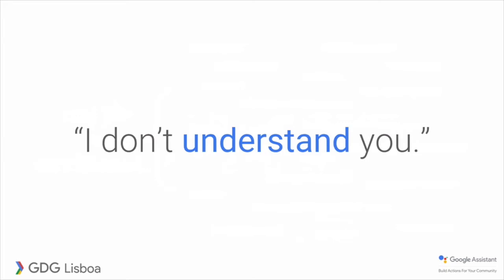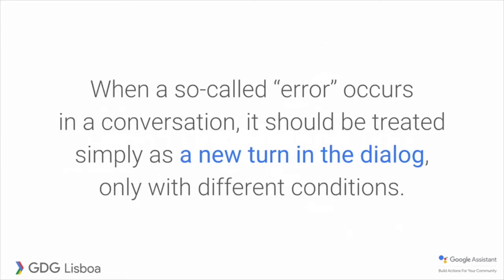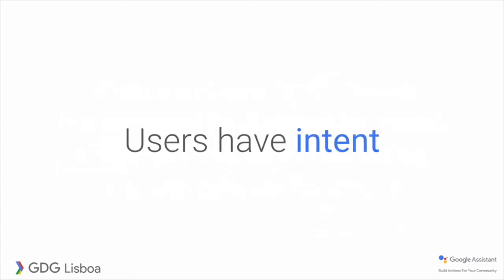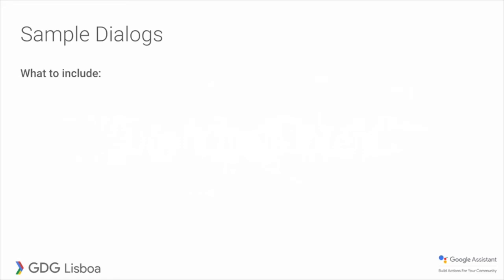right? So say something, I don't understand you, or when an error occurs in a conversation, it should be treated simply as a new turn in the dialogue. So something happened, try again, right? So they have intent, they want to achieve something. They're talking with the app because they want to achieve something. They're not doing it for fun. Well, maybe.